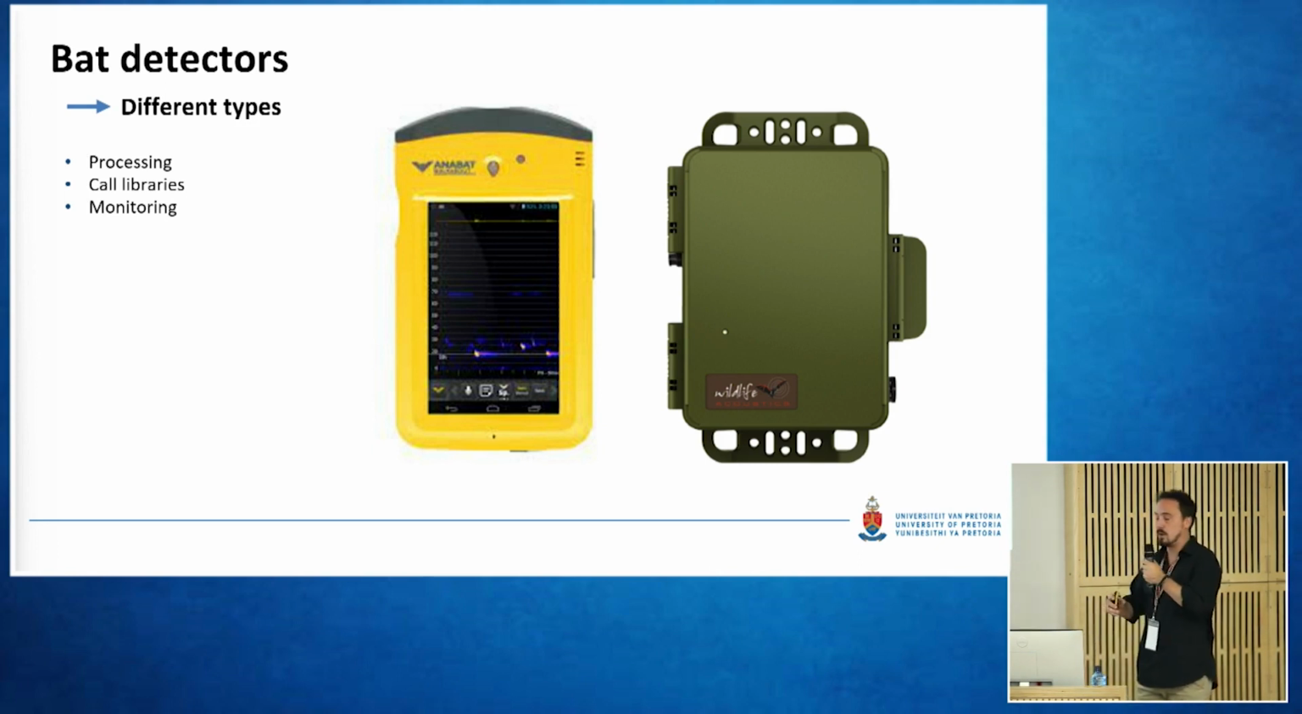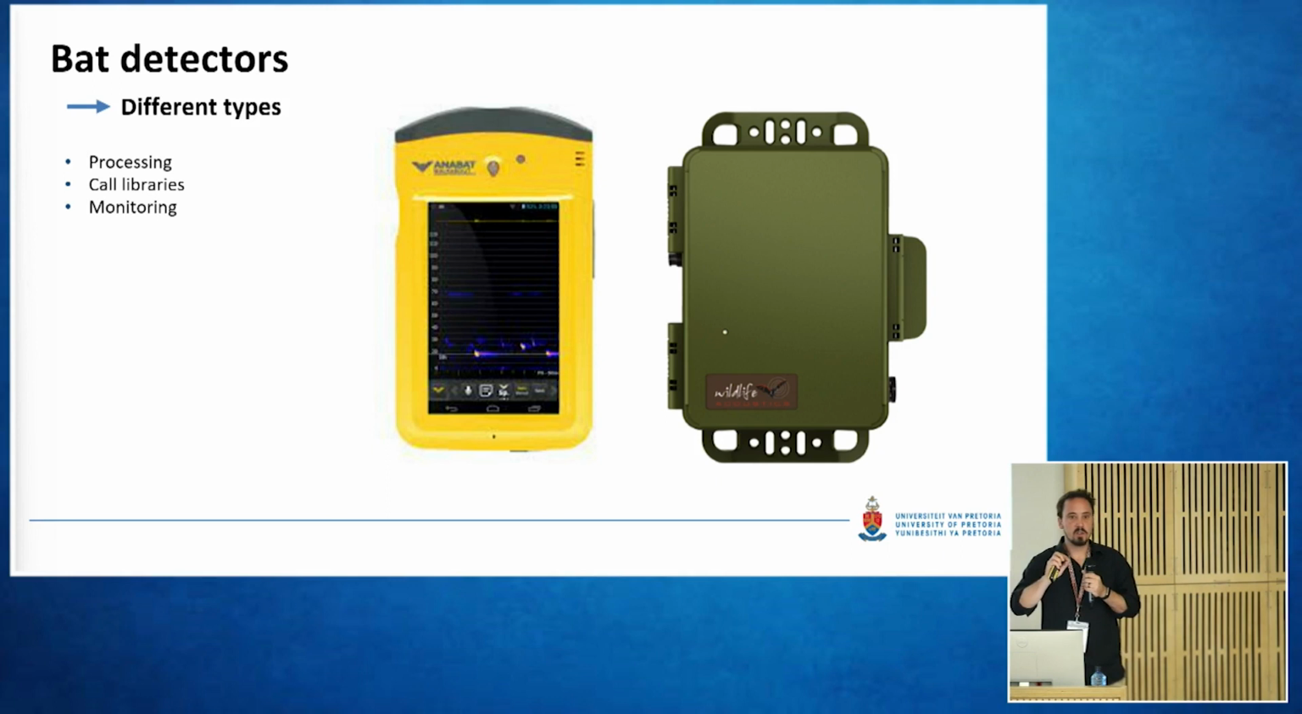Now, according to me, you basically get two types of echolocation recording, if you will. The first is for processing, where we construct call libraries. Echolocation calls are relatively unique to specific species, but there is some overlap between species. You'll also find that the same species will have slightly different echolocation calls in different areas. Because of this, we construct call libraries.